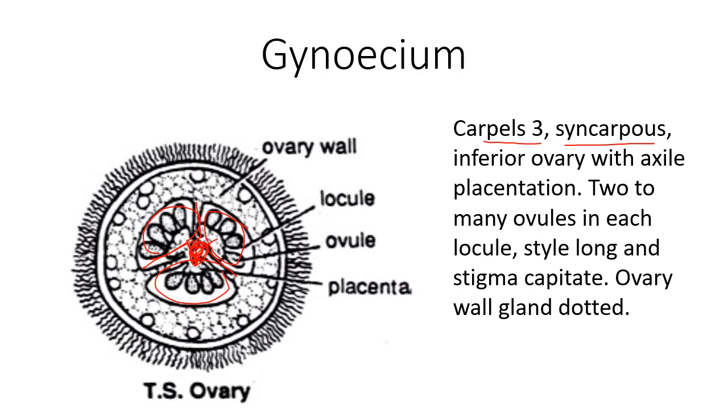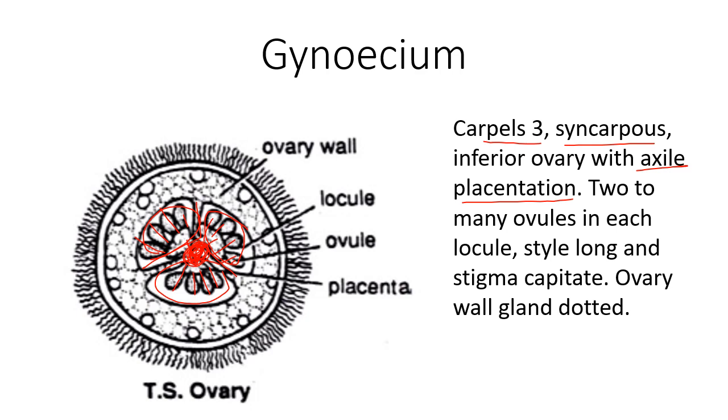Then inferior ovary with axile type of placentation. Why is this axile type of placentation? Because the arrangement of carpels, arrangement of these ovules, they are attached at the center with the help of placenta, and hence this is called as axile placentation. Then ovules may be too many in each locule. Here you can see 1, 2, 3 and 4. Similarly here you can see 1, 2, 3 and 4. So this number of ovules in each locule may vary.